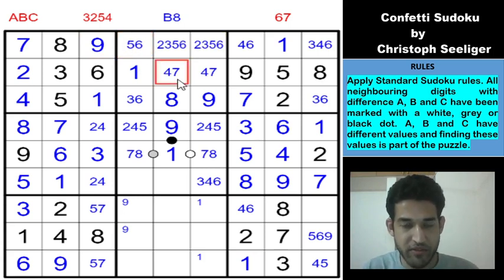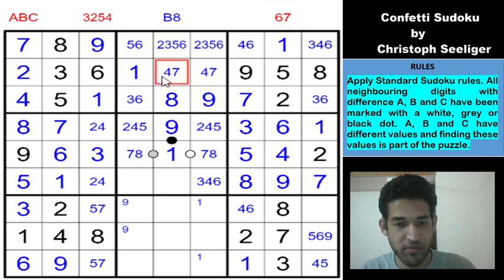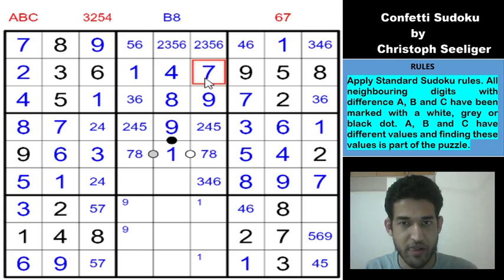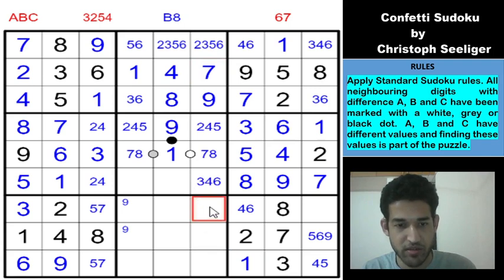And you can eliminate the 7, which we could have done earlier. Because 1 and 7 create a difference of 6, not possible. So which means this would have to be a 4 and this would have to be a 7. So 1 can be eliminated from here. So this is a 1.